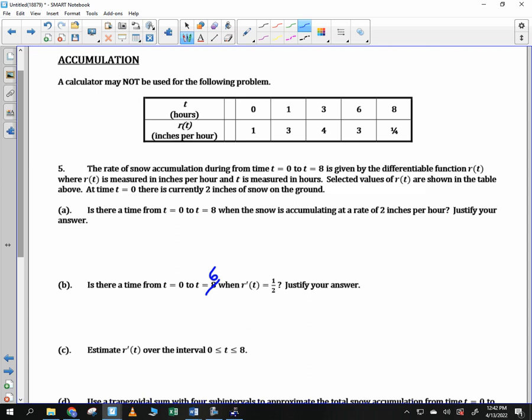After 1 hour, 3 inches have accumulated. True or false? False. At time 1 hour, it is snowing at a rate of 3 inches per hour. That's what we know. So taking that information, pause and talk and decide: is there a time from 0 to 8 when the snow is accumulating at a rate of 2 inches per hour? Talk. Go. Talk. Decide.